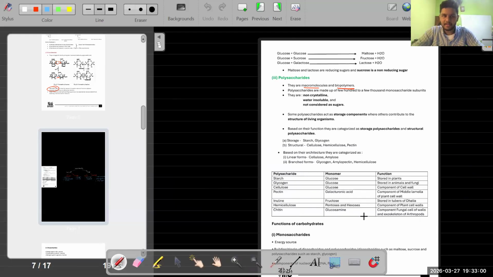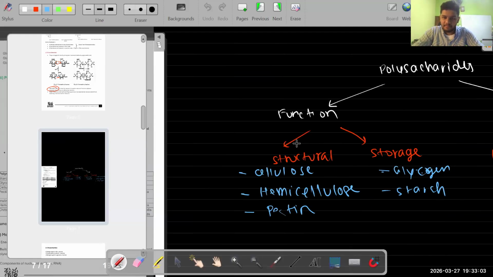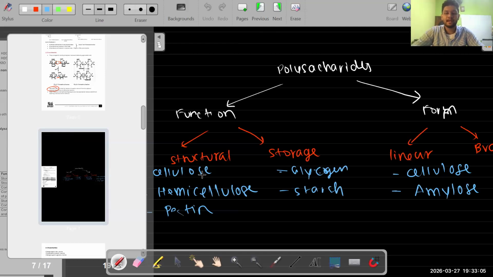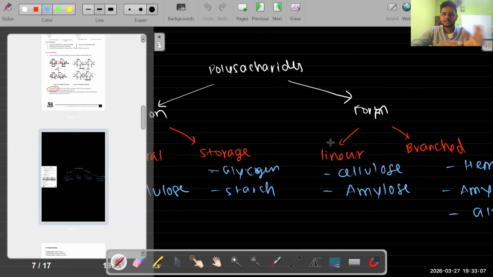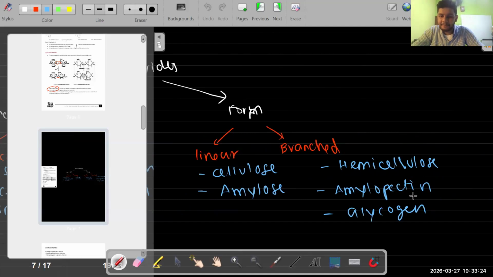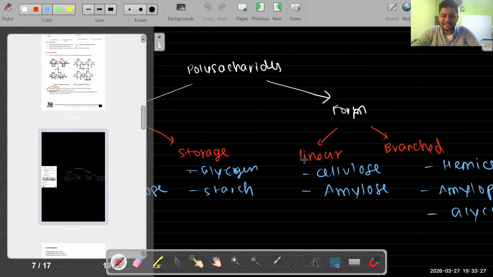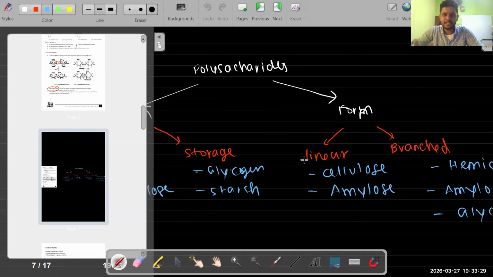Here there is a table, and we'll be learning about them separately. For the time being, I want the classification to be clear. If you see form, polysaccharides have two forms: linear or branched. For linear, cellulose is a linear polysaccharide, and amylose is a linear one. Branched means hemicellulose is branched, amylopectin is branched, and glycogen is branched. Is that clear? This is simply the classification part: how polysaccharides are classified.